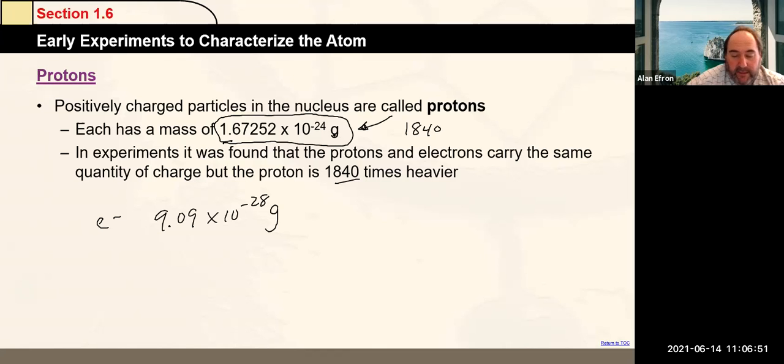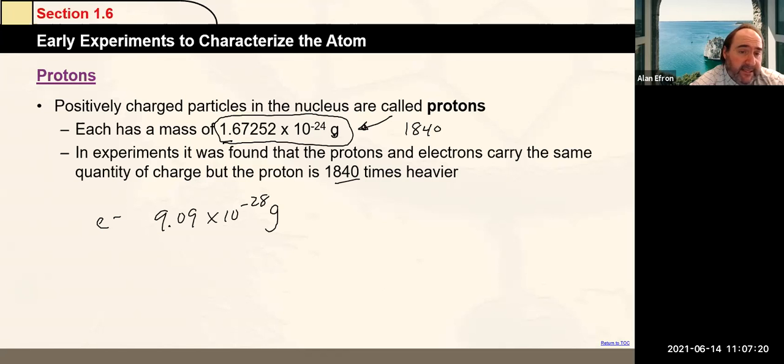So what does that mean? Well, that lends to what Rutherford said, which was that most of the mass of the atom is actually the nucleus. And because the nucleus has protons, and each proton is about 1840 times heavier than an electron, it makes sense that most of the mass of the atom is the nucleus, where the protons are basically hanging out.